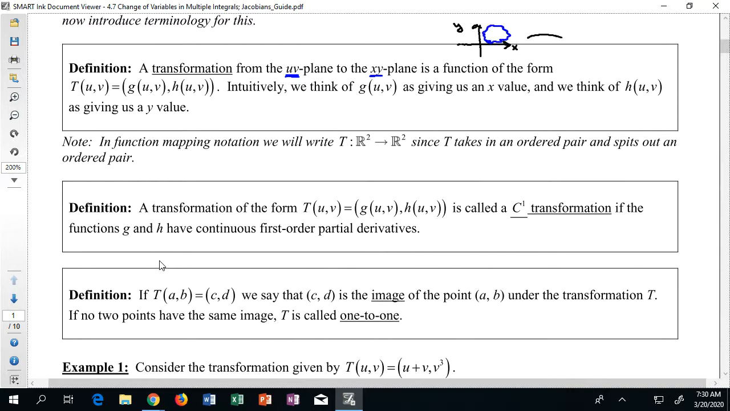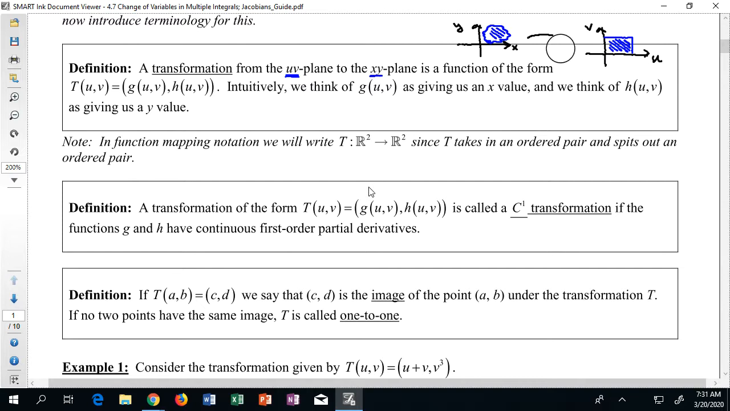And what I'd like to do is to imagine a way that I could modify that and morph it in some way, maybe into a nice easy region in a new plane called the UV plane. Kind of like how we had to adjust our intervals when we did a u substitution. Our goal is to take something difficult to integrate over and modify it into something simple. And this idea of a transformation is what's going to make this happen. So we're going to take something from the UV plane and move it to the XY plane.